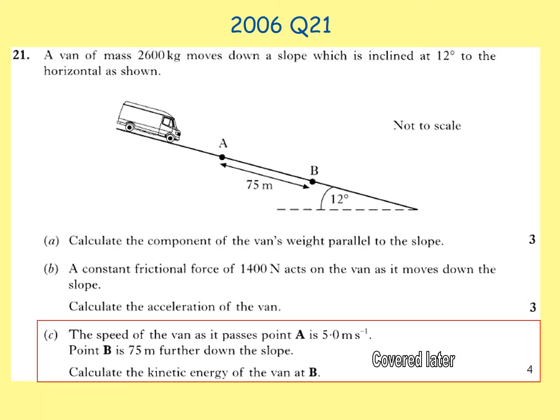A van of mass 2,600 kilograms moves down a slope which is inclined at 12 degrees to the horizontal as shown. A. Calculate the component of the van's weight parallel to the slope, and B. A constant frictional force of 1,400 newtons acts on the van as it moves down the slope. Calculate the acceleration of the van. We have a part C on here, which is calculating the kinetic energy of the van, and that will be covered in a further PowerPoint.